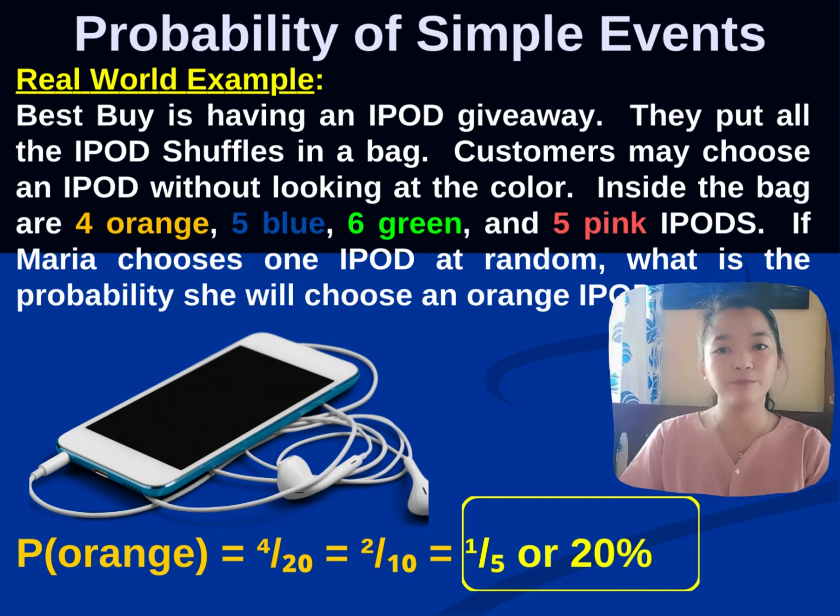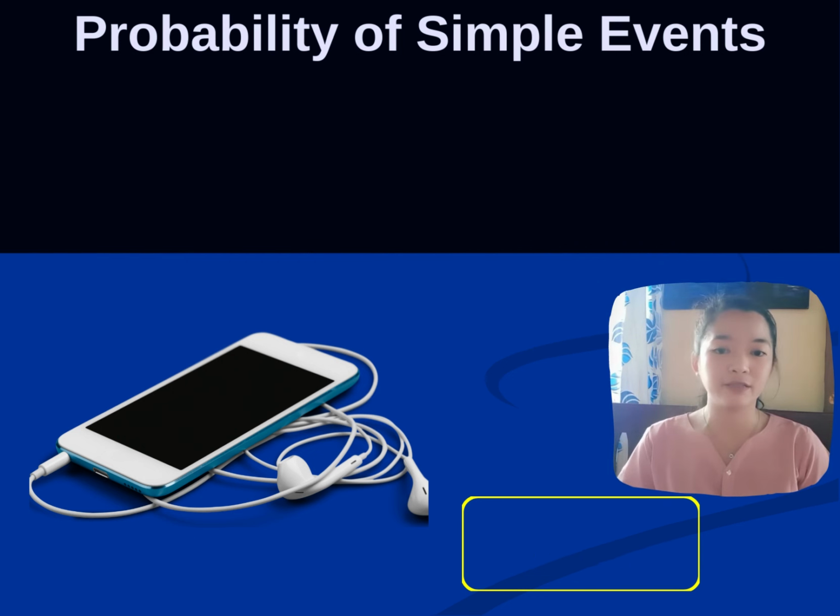Let's solve for the problem. So probability of orange is equal to 4 over 20. We use 4 because we have 4 orange iPads in a bag. And next, we have 20 iPads all in all. Definitely, we can simplify 4 over 20 to 1 over 5 or 20%.